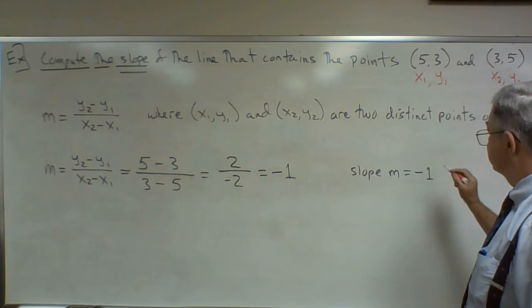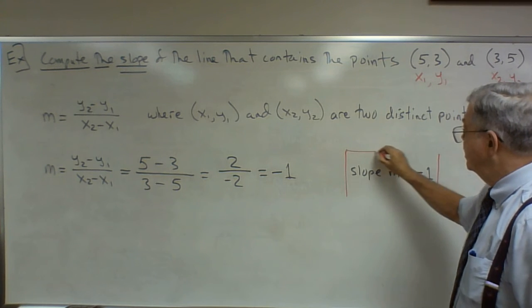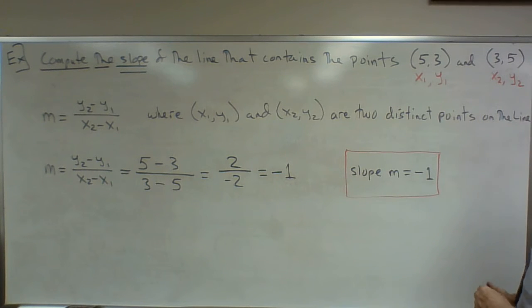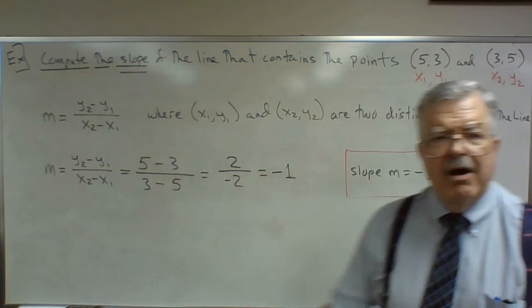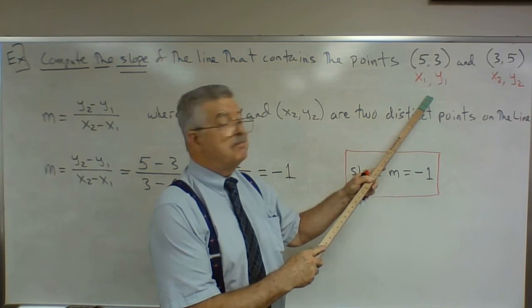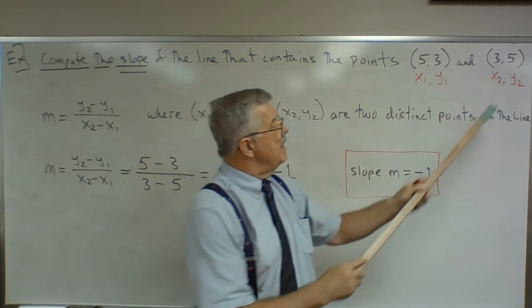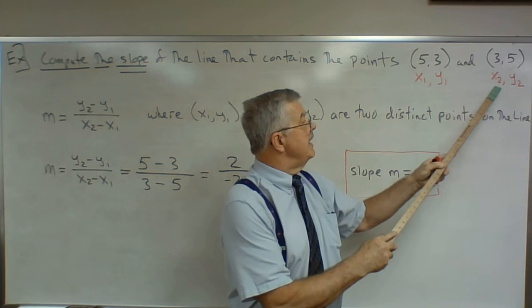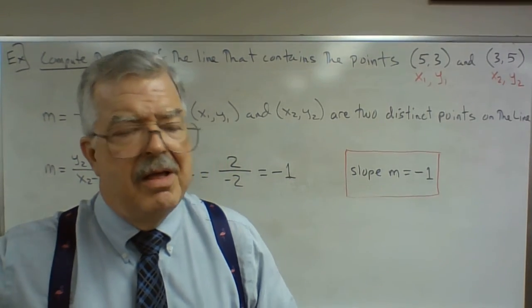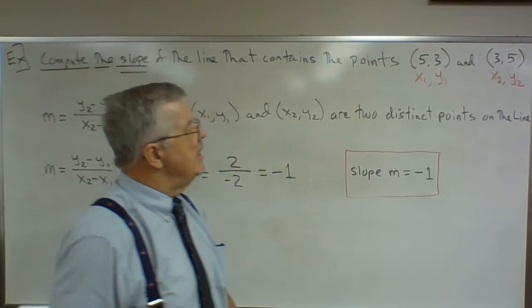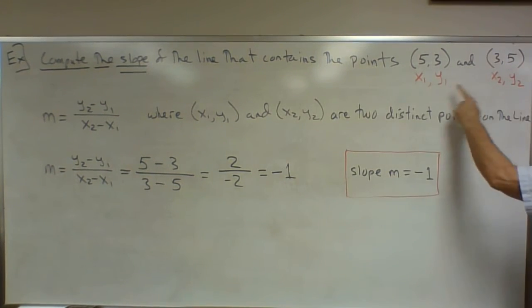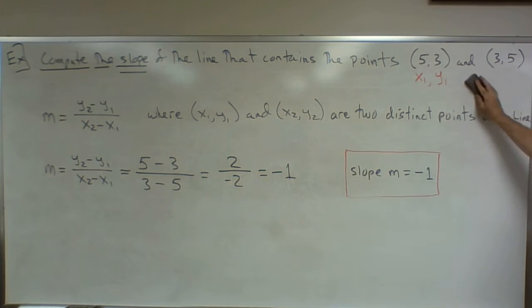Now, we're done, but let's address some concerns that we might have. Very arbitrarily, I just decided that this was going to be the first point, x1, y1, and this was going to be the second point, x2, y2. Suppose that for whatever reason, I just decided that this was going to be the first point, and this was going to be the second point.